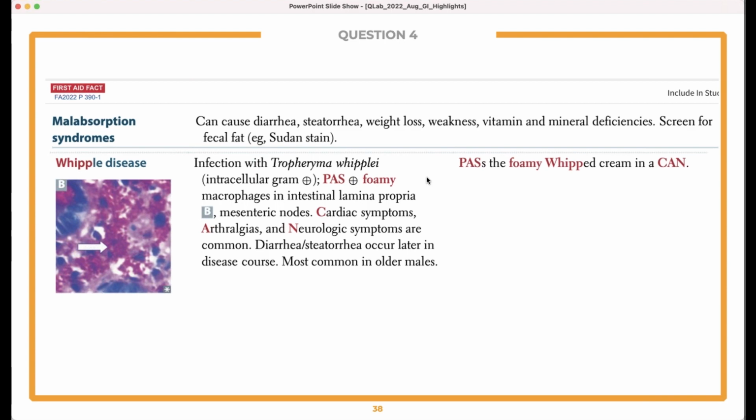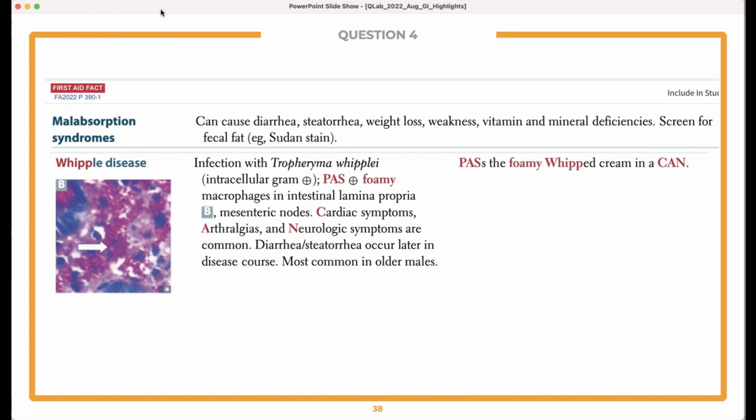This is an infection with T. whipplei, okay? And you have these foamy macrophages in the lamina propria. And arthralgias are very common, okay? So in this patient, particularly when you factor in the arthralgia, as well as the malabsorption and the histologic findings, Whipple's disease is the best answer here. And this is caused by an infection with a gram-positive bacterium, okay?